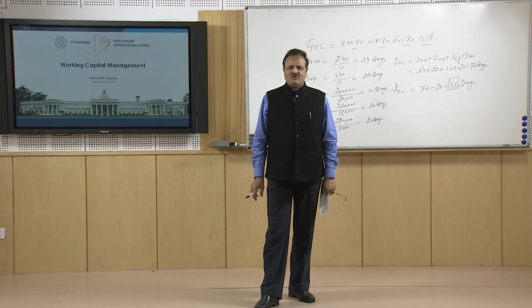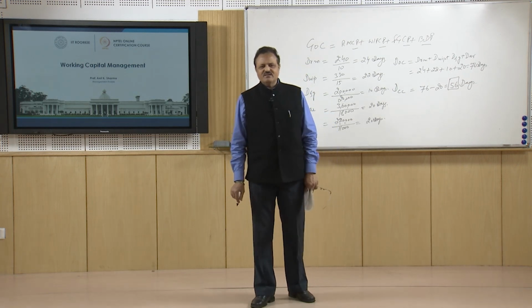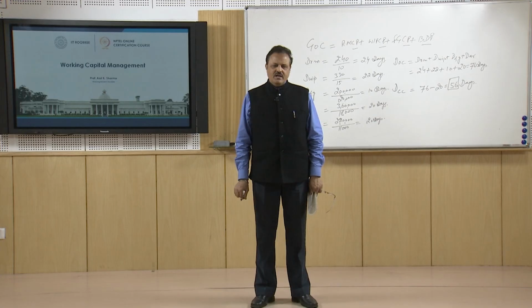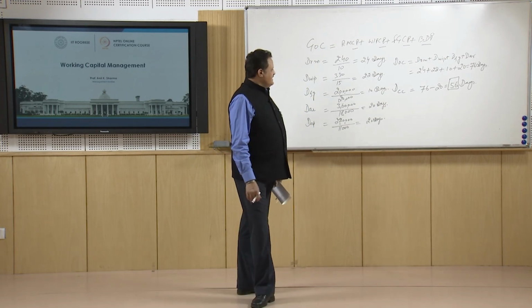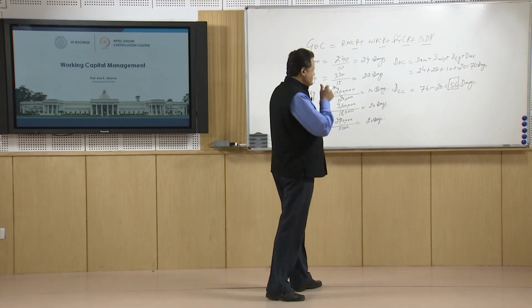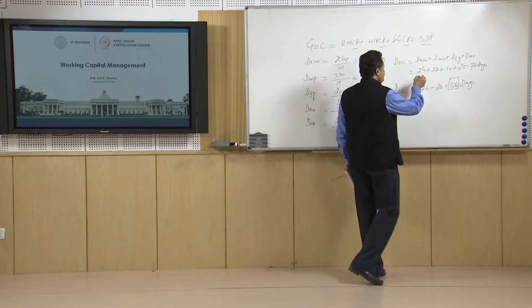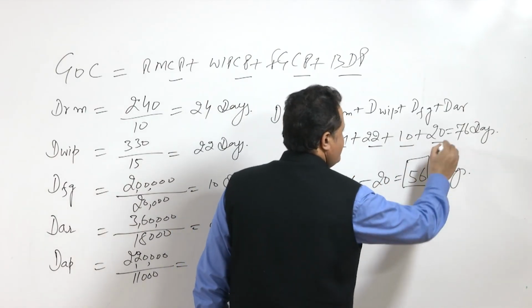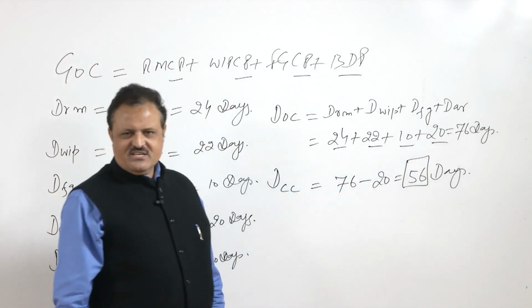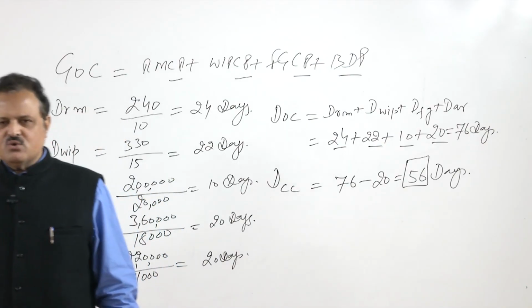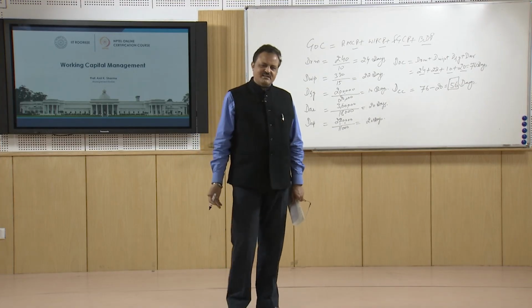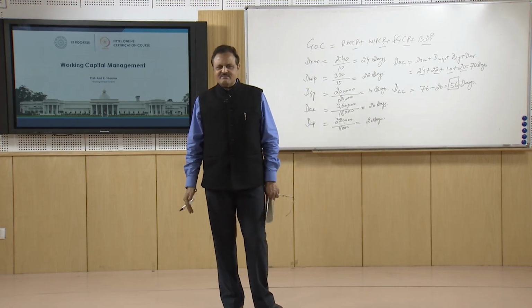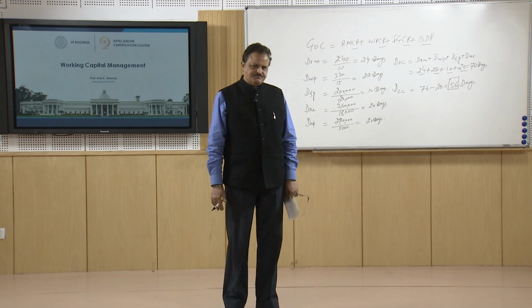So there is a concept of calculating the weighted operating cycle. Now, what is the concept of the weighted operating cycle? When you are calculating this duration of 24, 22, 10 and 20 days, it is a simple duration of how much time it takes to convert cash into raw material, raw material into WIP, WIP into finished goods, finished goods into accounts receivable and accounts receivables into cash.